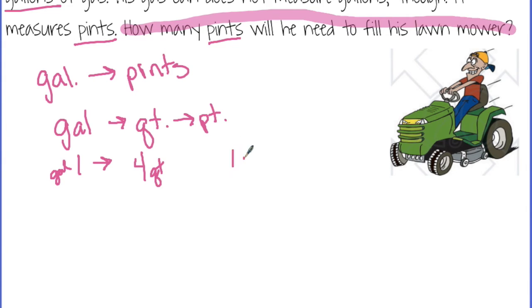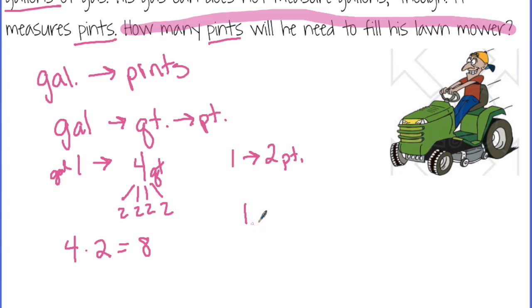And I know that in 1 quart there are 2 pints. So each one of these gets 2 pints. So then I know I can take 4 times 2 and I get 8. So I know that in 1 gallon there are 8 pints. So what that tells me is that I can just use the rate of 1 to 8 instead of using the rate of 1 to 4, getting an answer, and then using the rate of 1 to 2 and getting an answer. I can just do it all at once.